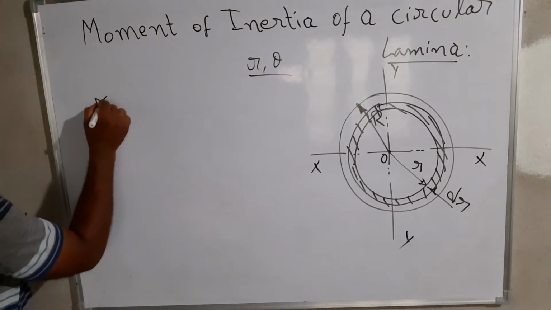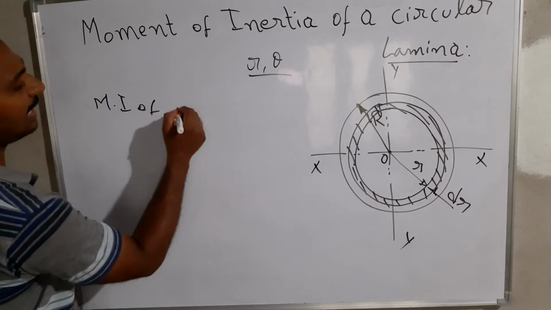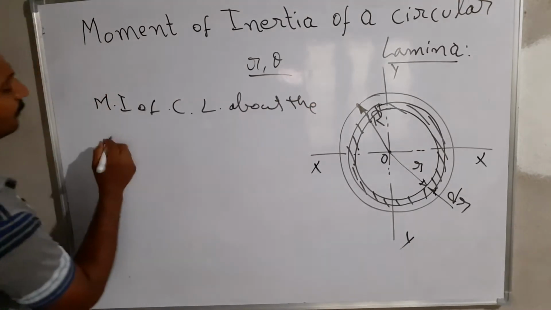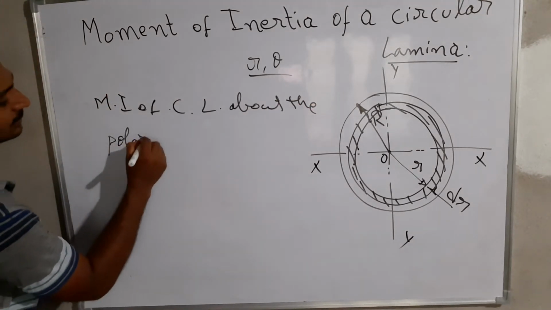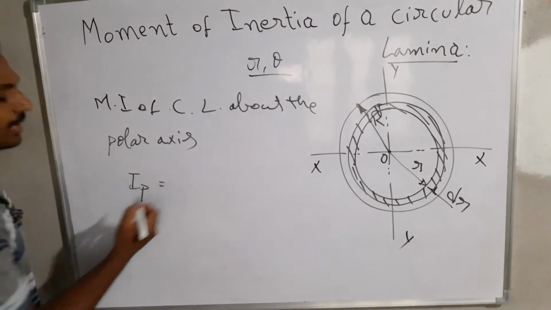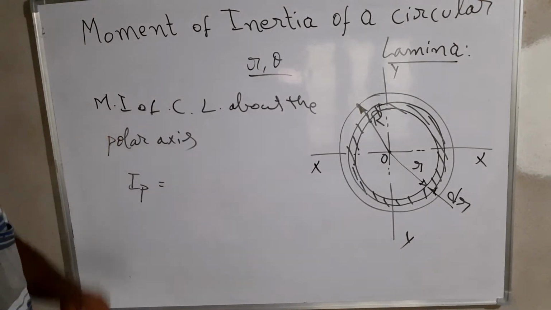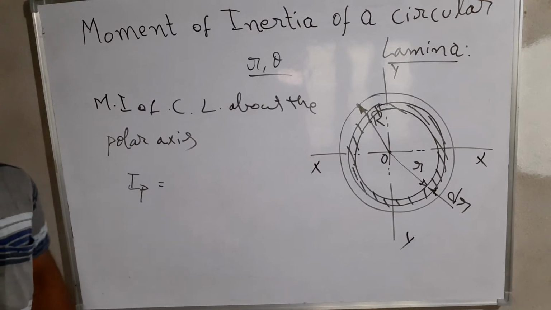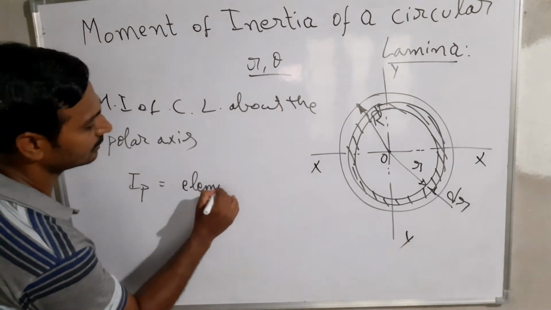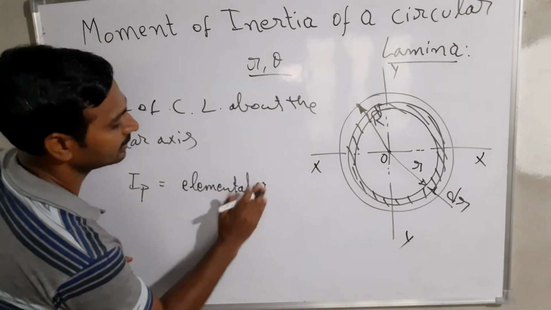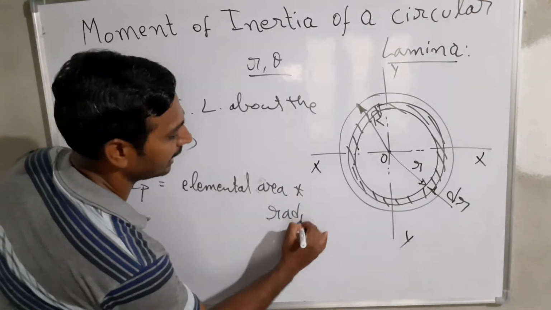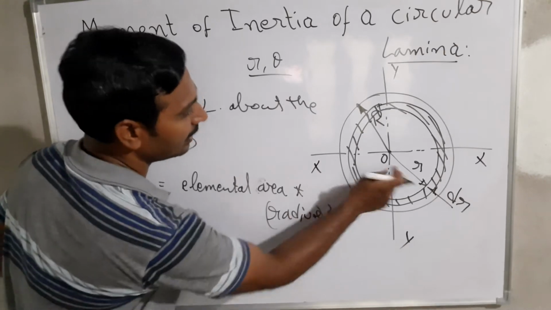That's going to be the moment of inertia of a circular lamina about the polar axis, right? That polar axis, I'm going to call IP, the designation for the polar moment of inertia. IP is equal to, what is that one IP? I'm going to take the elemental area into the radius square. That's located at a distance of r.